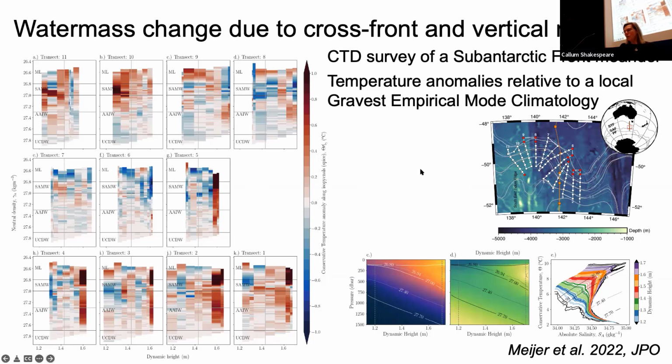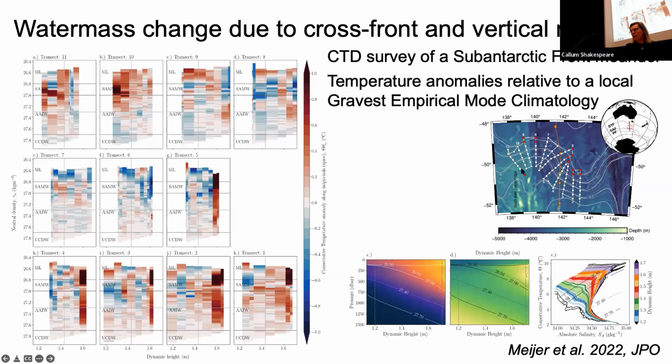And so to do that, he developed a gravest empirical mode climatology using the CTD profiles that were collected. And essentially it's collapsing all of these transects into a single meridional transect that gives us temperature and salinity as a function of dynamic height for our meridional coordinate and pressure for the vertical coordinate. So that mean field is then the reference that we use to look at the variations from one transect to the next as we move through the meander.